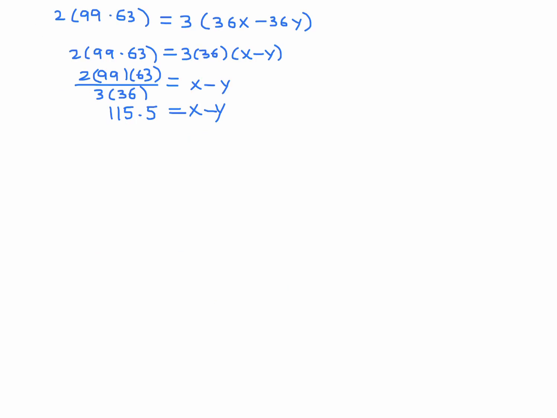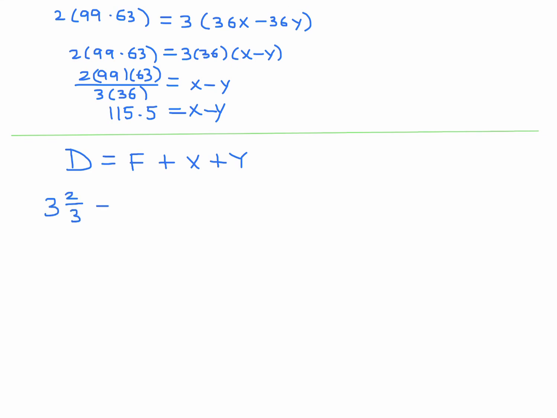But I am asked to find the distance from G to J. And that distance, if you remember, was f plus x plus y. Now, how am I going to figure that out? Well, I can use one of the original formulas that I had up there, that 3 2/3 was equal to f over 77 plus x over 99 plus y over 63. This helps me out a little bit. So let's see what I can get with that.